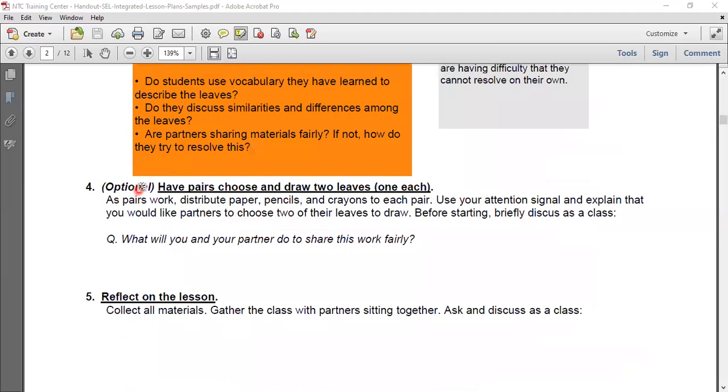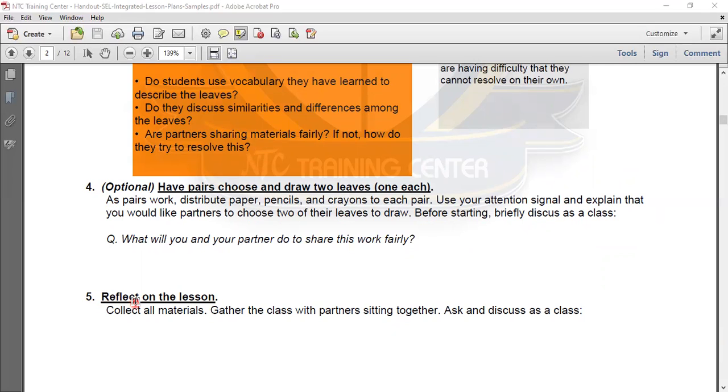Number 4, optional. Have partners choose and draw 2 leaves each. As partners work, distribute paper, pencils, and crayons to each pair. Use your attention signal and explain that you would like partners to choose 2 of their leaves to draw. Before starting, briefly discuss as a class, what will you and your partner do to share this work fairly?